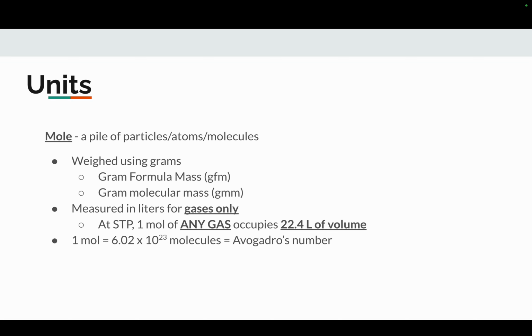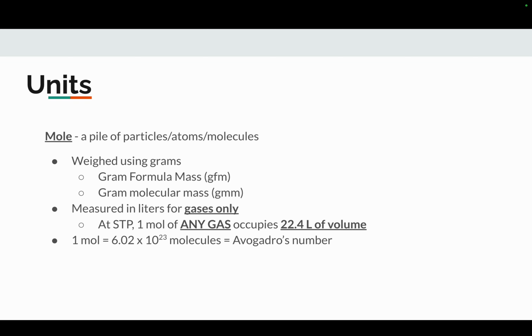Now, 1 mole of a certain substance also has a certain number of molecules. All right, let's continue. Where was I? All right, yeah, so 1 mole of a certain substance has a certain number of molecules. This is called Avogadro's number. I hope you remember that from Regents chemistry.